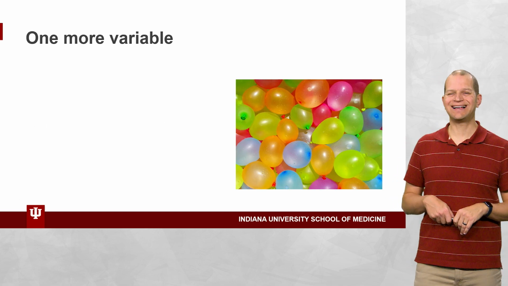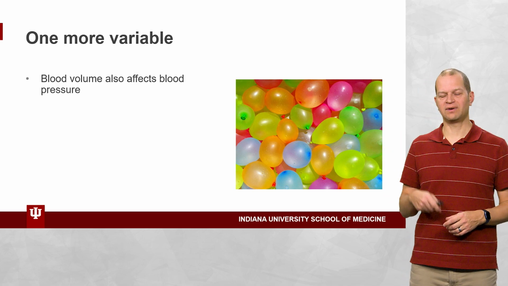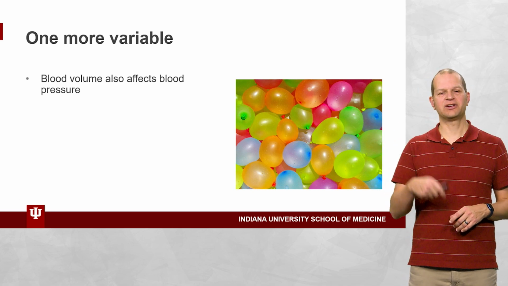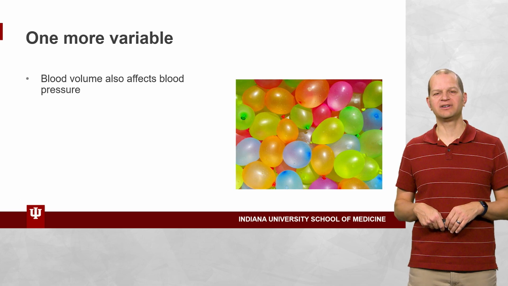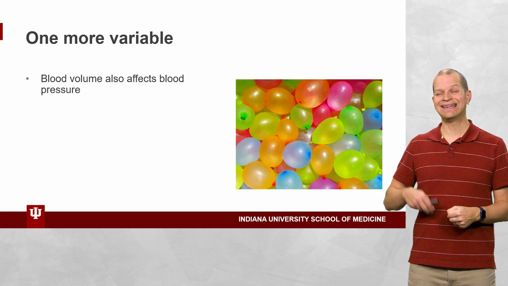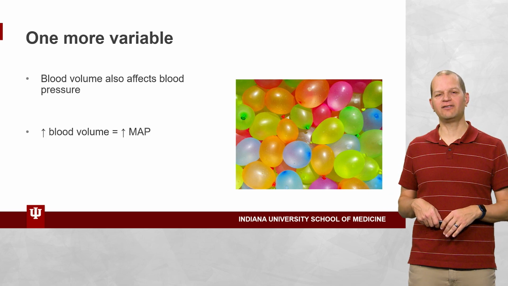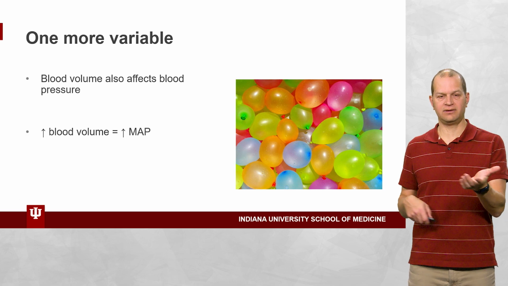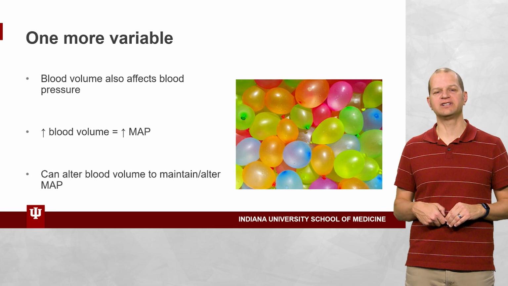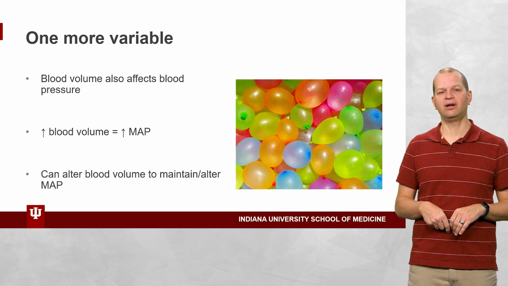One more thing that we want to talk about that affects blood pressure is blood volume. So I've mentioned this in class. We've got pictures of water balloons here. If I give you a water balloon and I say increase the pressure, there are two things you can do. One is you can squeeze it. The other thing you can do is put more water in it. If we increase the amount of blood in the circulatory system, we're going to increase pressure. And so we can alter blood volume to maintain or change pressure.